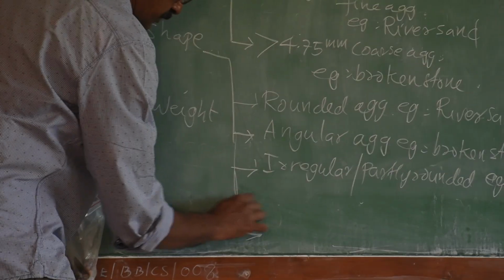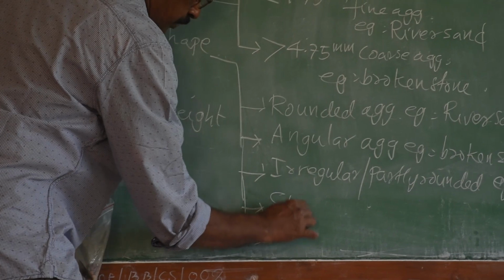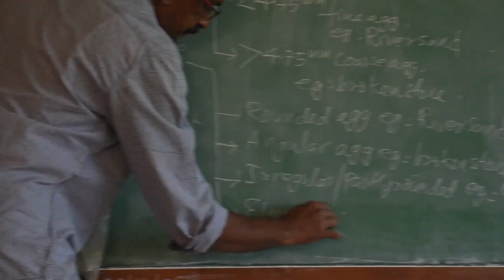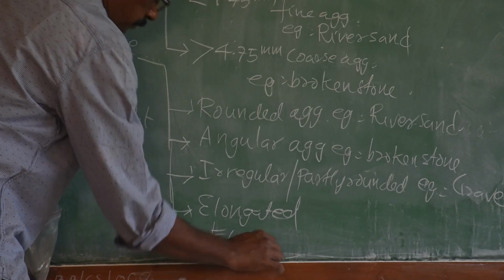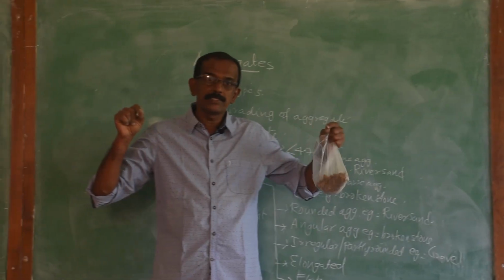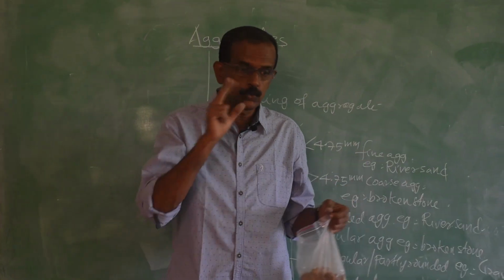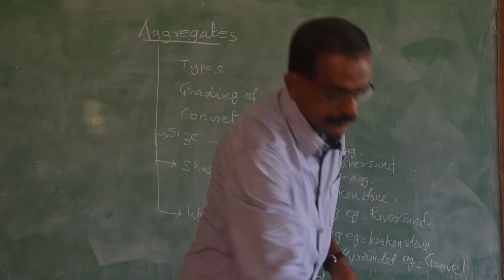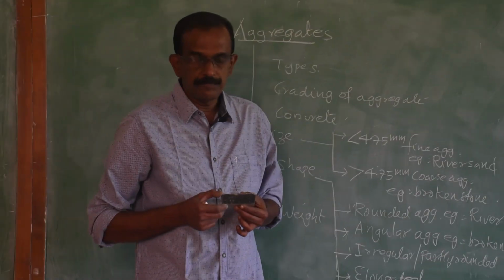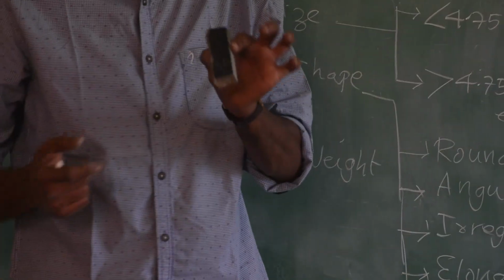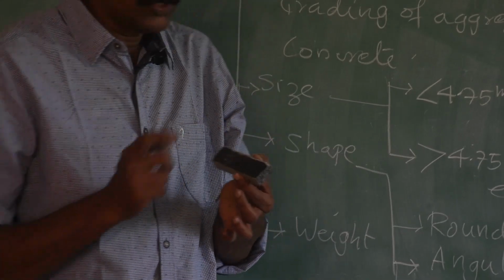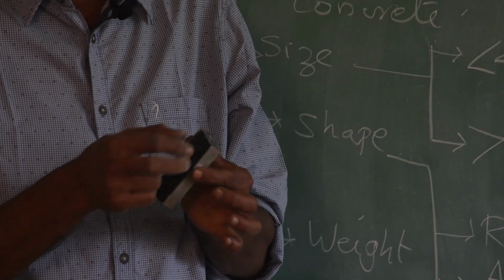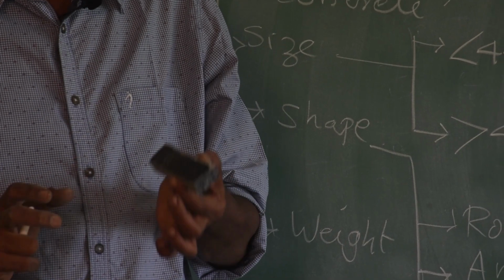Two more shapes are there, elongated shape and flaky shape. What is meant by elongated shape? Elongated means length is more compared to the other two dimensions. Say for example, you see here length is more. What is this material, or this aggregate? This is granite. This is a small piece of granite.